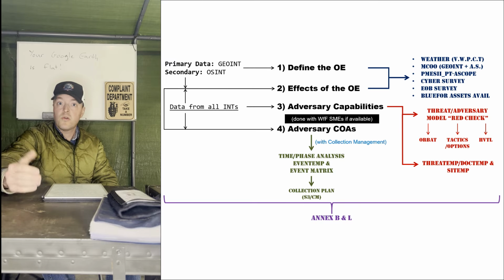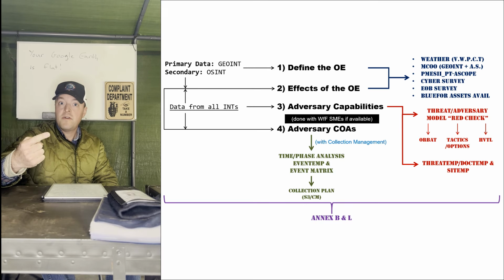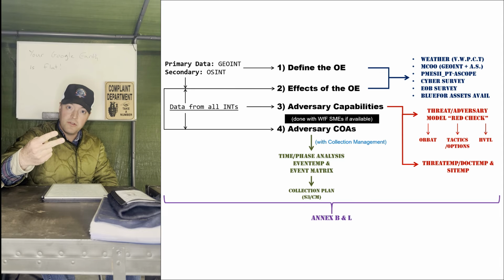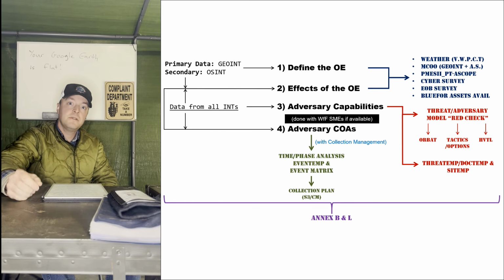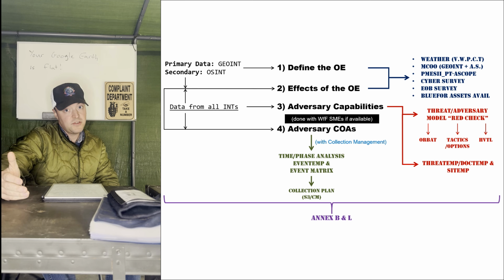of IPB or IPOE. 1, identify the operational environment. 2, identify the effects of the operational environment on you and the adversary. 3, skip. 4, determine enemy courses of action in the operational environment. So maps are critical, maps are essential.